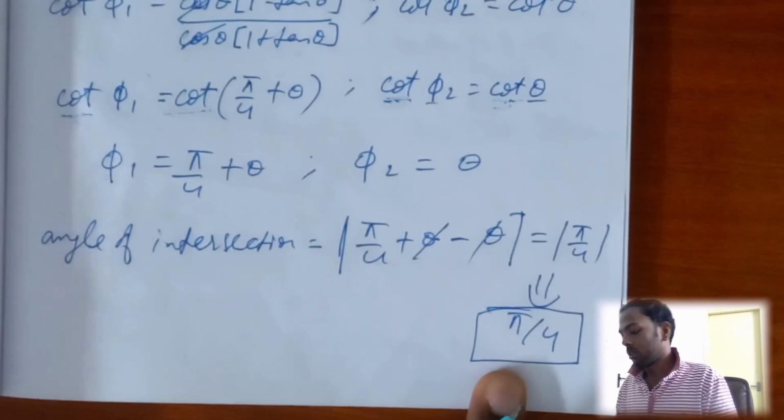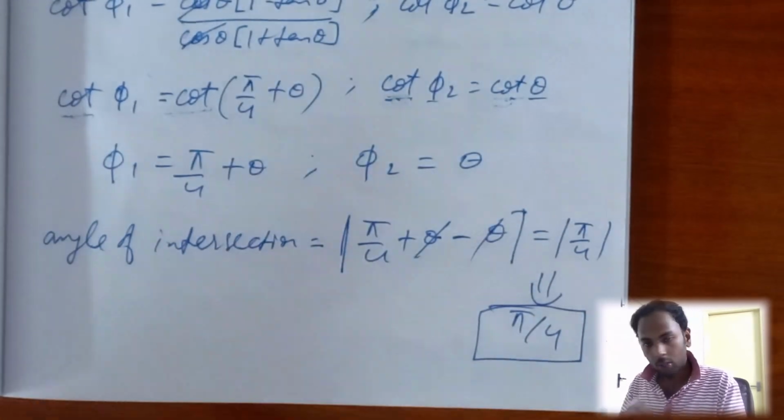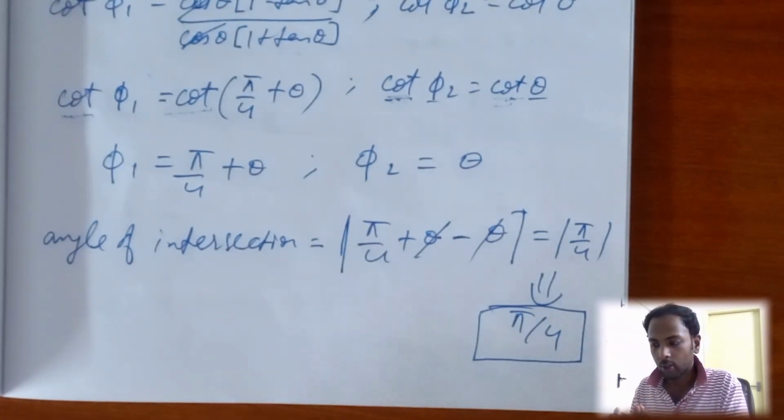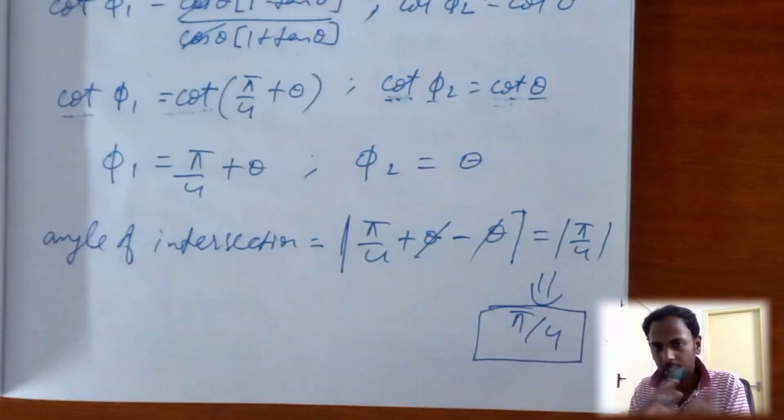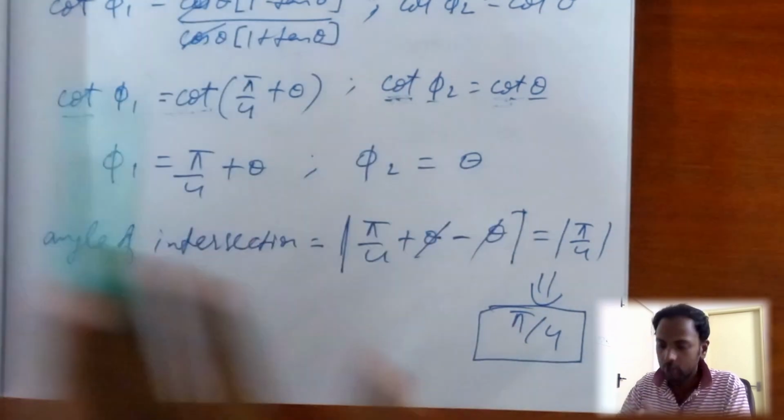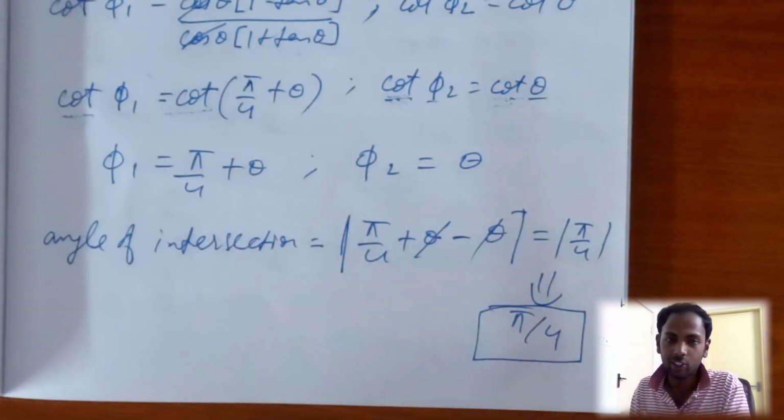One question is more than enough actually regarding this concept. Please go watch the previous topic, which is angle between the radius vector and the tangent. This is nothing but the continuation of it. Because of that, I'm going to solve only one problem in this video regarding this topic.